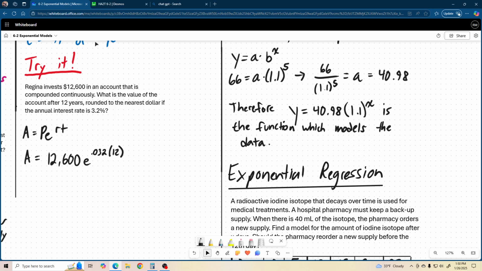All right, so if we plug this in, we get approximately, and it's asking us rounded to the nearest dollar, so we can just say equals $18,498.63. So $18,499. And this is rounded to the nearest dollar, as it asked us to do. All right, not too bad, right? Just kind of plugging stuff into the formula.